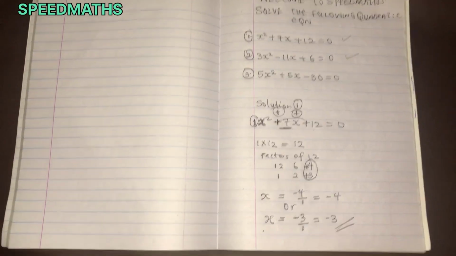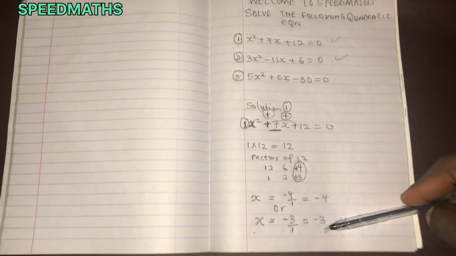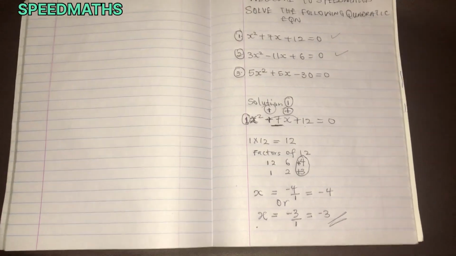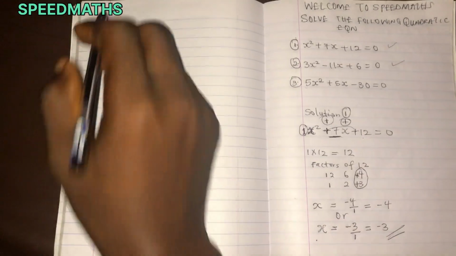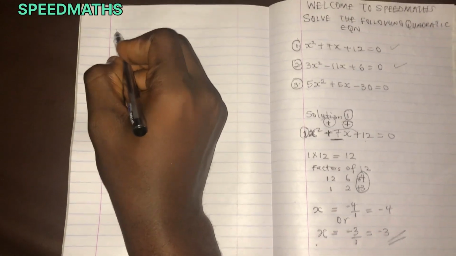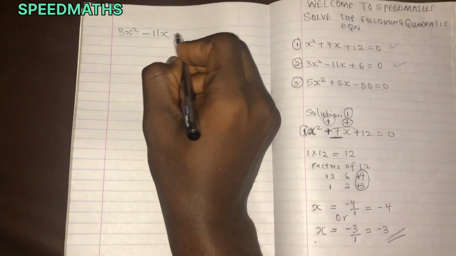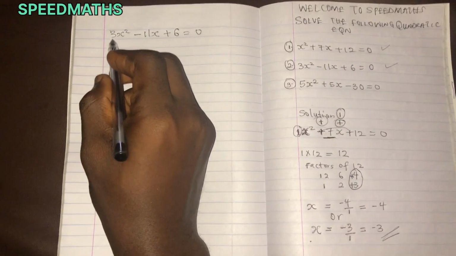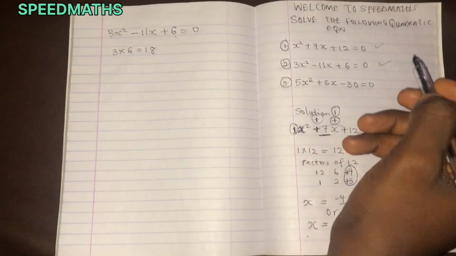So let's solve the next question. The reason this is quite long is because of the explanation. If you understand this very well, you'll be able to solve more questions. So let's look at the other question. I'm going to be solving this second one. Afterwards, you will solve this and put your answer in the comments. So the next question: we have 3x squared minus 11x plus 6 equals 0. Now, we do the same thing. So we have 3 and 6. 3 times 6 is 18. Right?